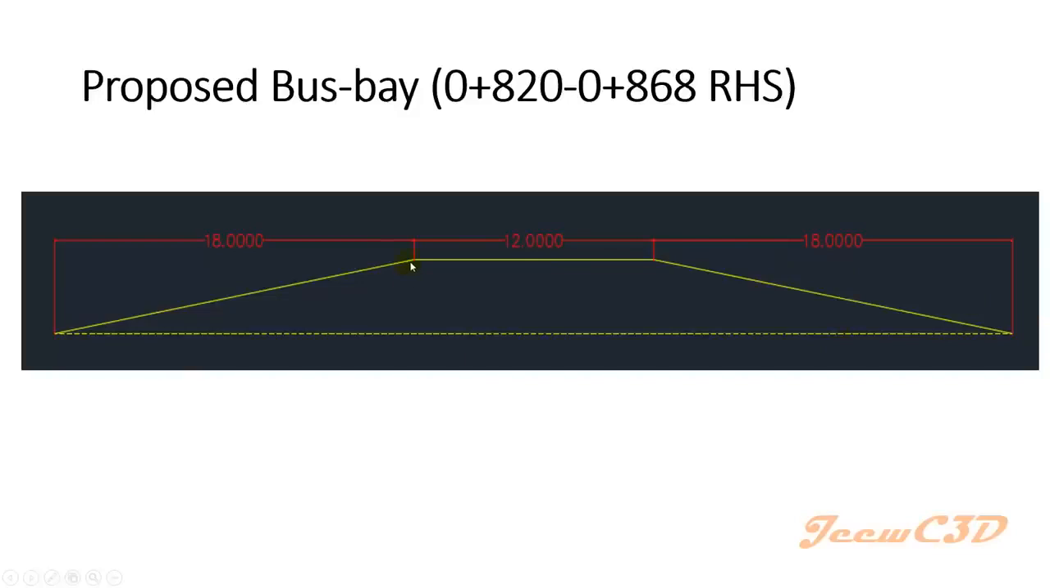So this height would be 3 meters. Actually this width should be 3 meters. So the bus bay would be 3 meters in width. So altogether you have a 48-meter long bus bay. We have to model that inside the lane arrangement. So we will see how to model that now.